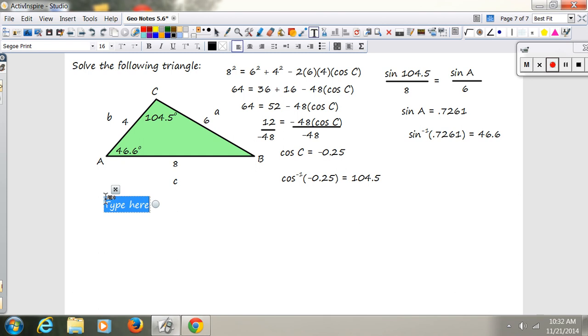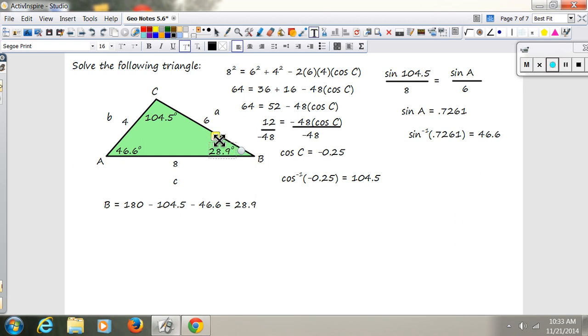And then to get our last angle, angle B, just subtract them from 180. 180 minus 104.5 minus 46.6. 28.9 degrees is what you get. So angle B up here is 28.9 degrees.